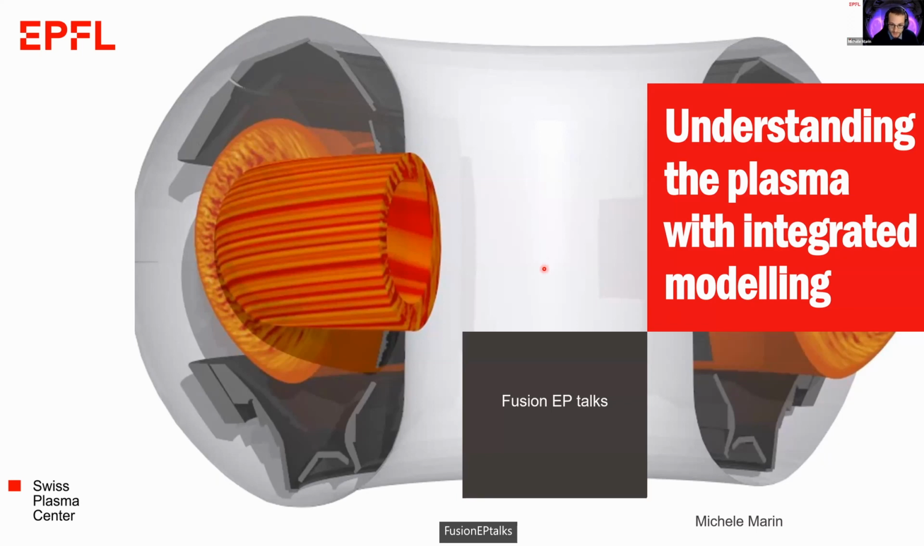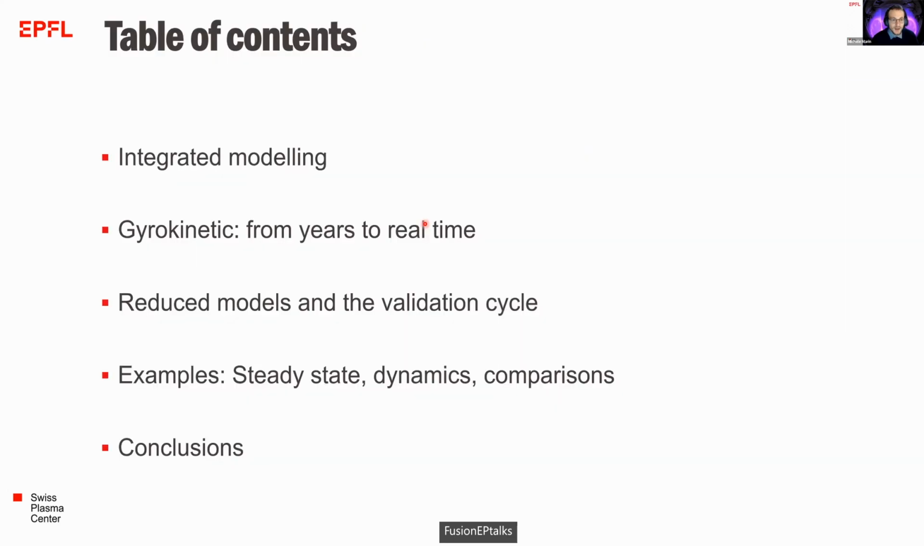So content-wise, I will introduce this integrated modeling. Then I will take a little bit of a detour to talk about gyrokinetics, which can be viewed as one of the components of this integrated modeling. And then I will use this to explain what the validation cycle is to improve these kinds of tools. And I will also talk about the importance of reduced models and what they are.